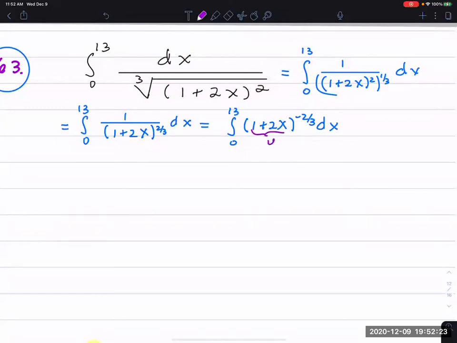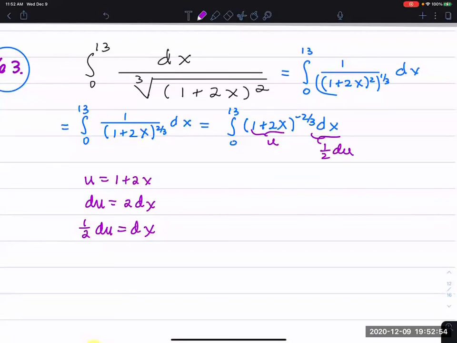We have u underneath this, raising to the negative 2/3 power. It's an inside function. Once I start thinking about u, I think, well, hold on, is the derivative around here? Well, the derivative of this is a constant, so that should be fine. So when I take the derivative, I'll get 2 dx. So 1/2 du is equal to dx. So this guy here is 1/2 du.